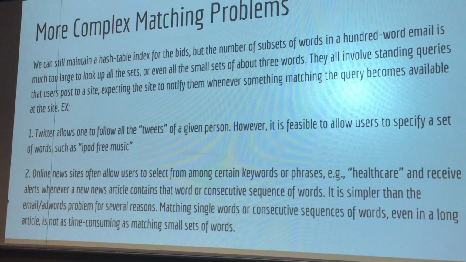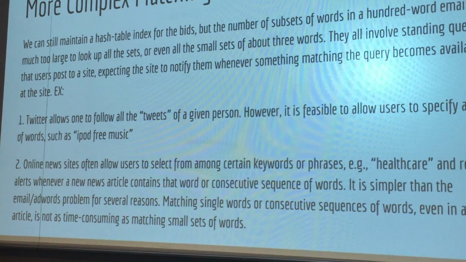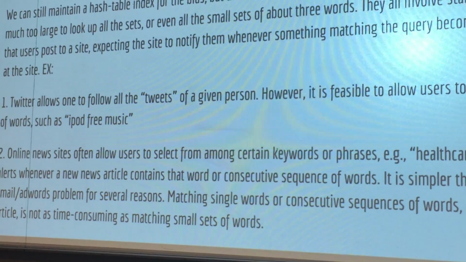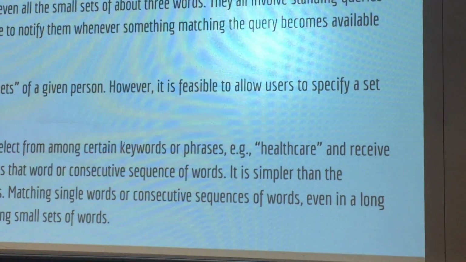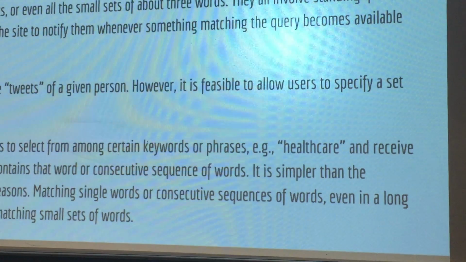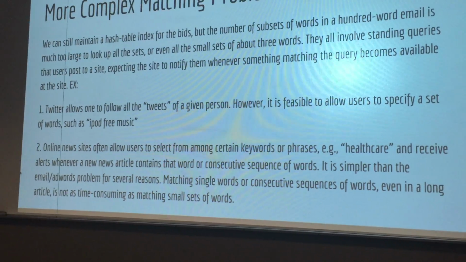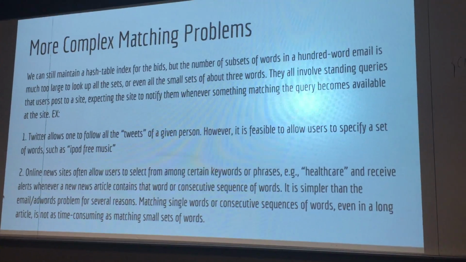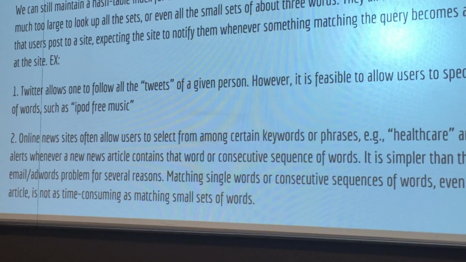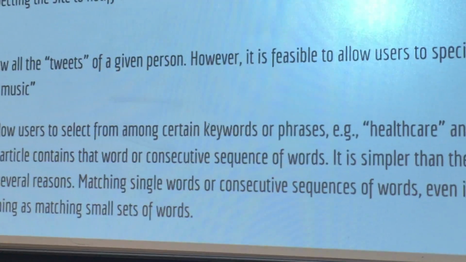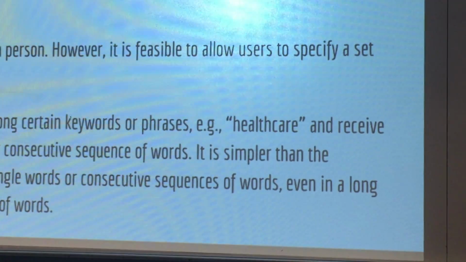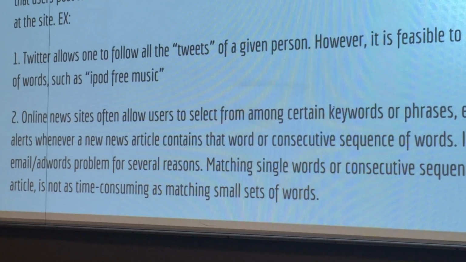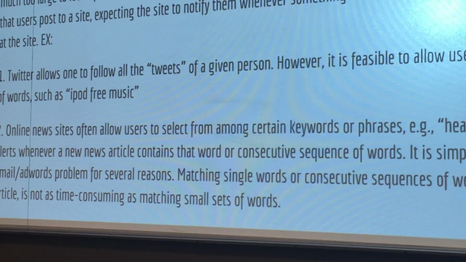For example, Twitter allows one to follow all the tweets of a given person. However, it is feasible to allow users to specify a set of words such as iPod free music. Online news sites often allow users to select from certain criteria phrases like healthcare and receive alerts whenever news articles contain that word or consecutive sequence of words.